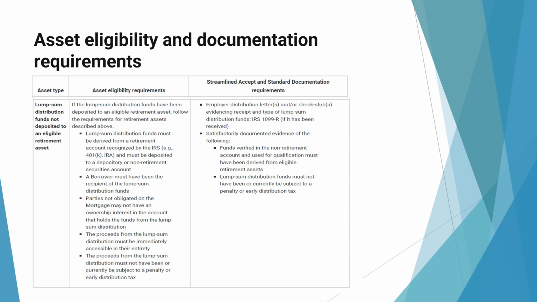Let's get into the documentation requirements for this. Proof of receipt of the asset and a 1099 form. And then we will need to prove that the funds from the asset came from a retirement account to a non-retirement account, and the lump sum distribution funds were not taxed.